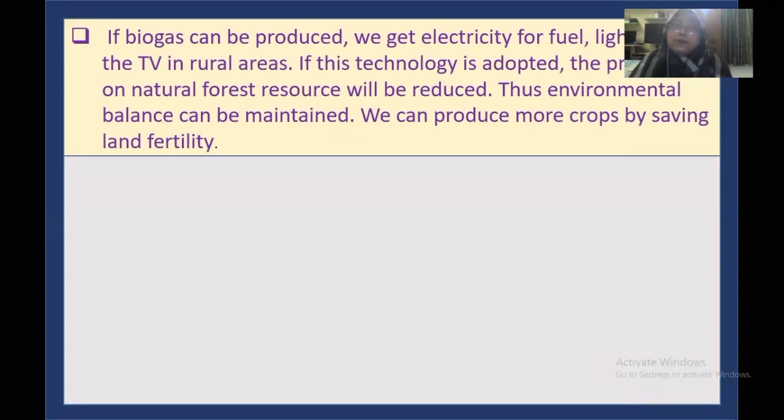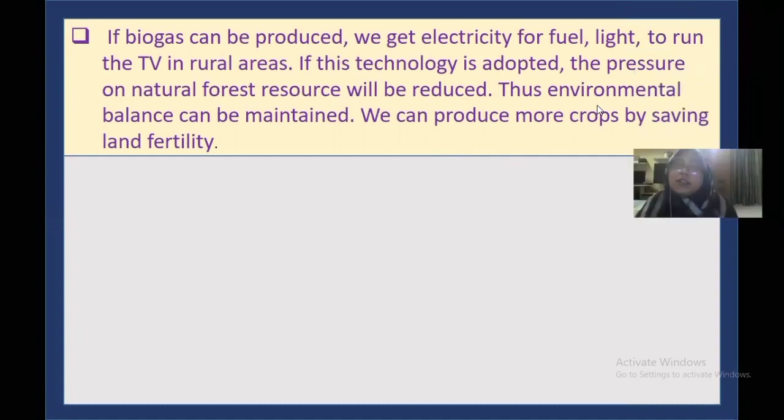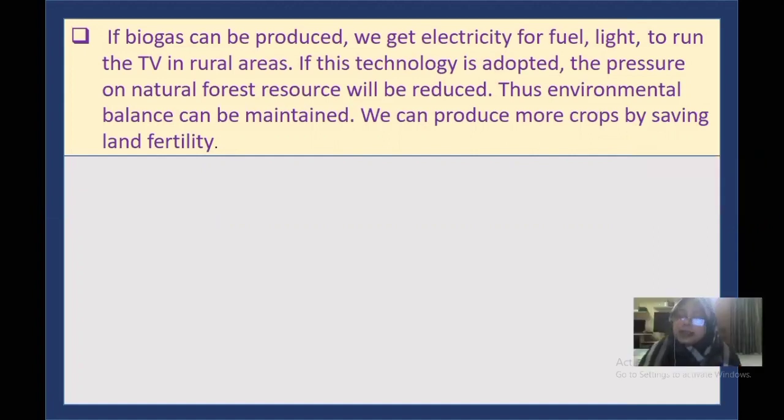And also, if biogas can be produced, we get fuel, electricity, light to run the TV in rural areas. If this technology is adopted, the pressure on natural forest resources will be reduced. Thus, environmental balance can be maintained. We can produce more crops by saving land fertility.